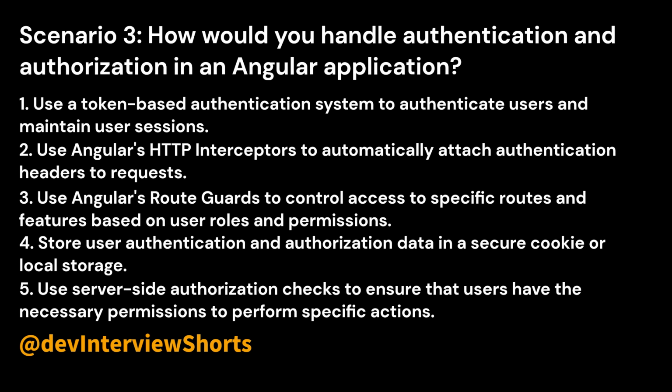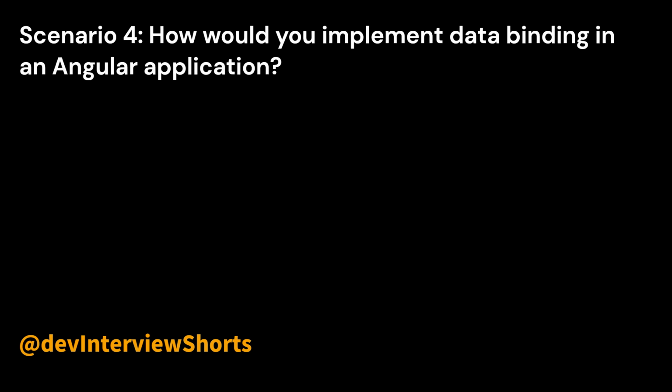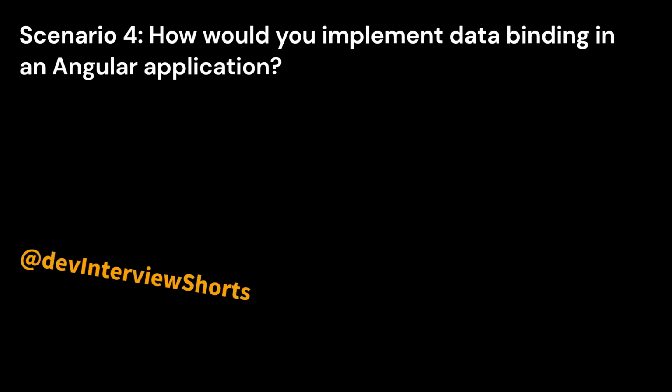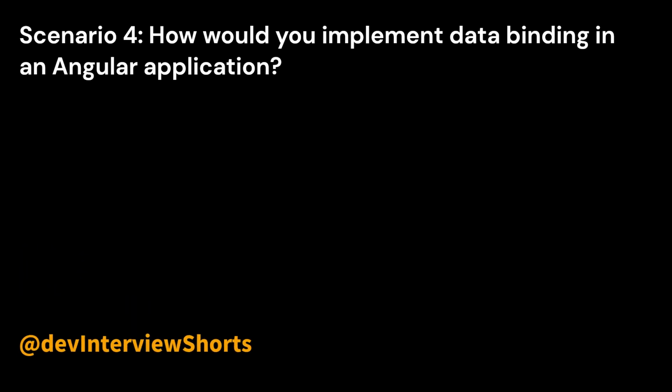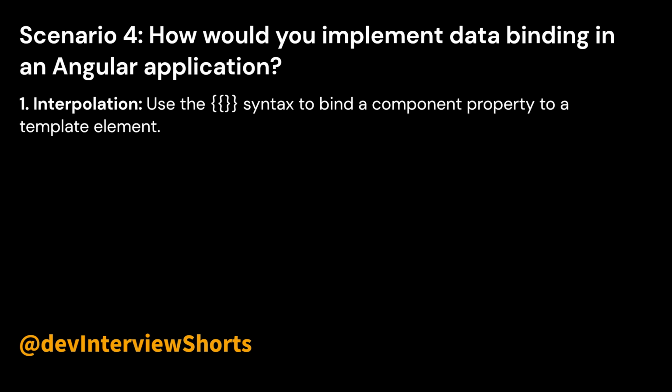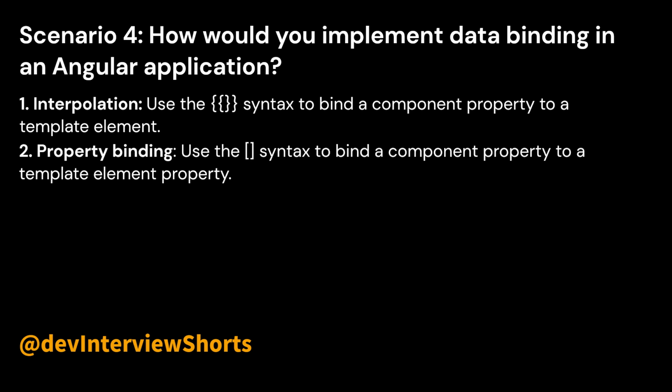Scenario 4. How would you implement data binding in an Angular application? The answer is: to implement data binding in an Angular application, you can use the following types of data binding. First, interpolation. Use the syntax to bind a component property to a template element. Second, property binding. Use the syntax to bind a component property to a template element property.